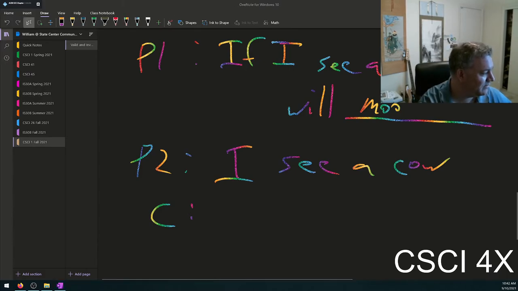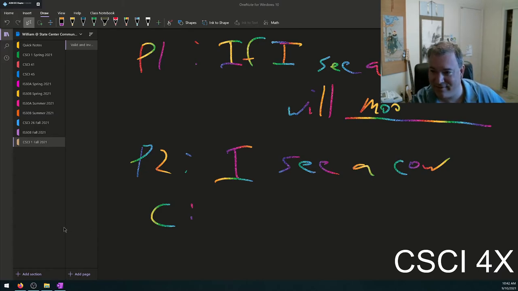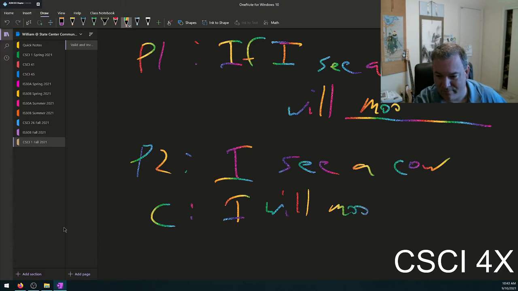I see a cow, get hungry. Nice. Nice use of Eye of the Tiger. All right. Yeah. I will moo. Sure. Is this modus ponens or modus tollens? Secret cow level in Diablo 2. I don't know if you guys ever played that game.